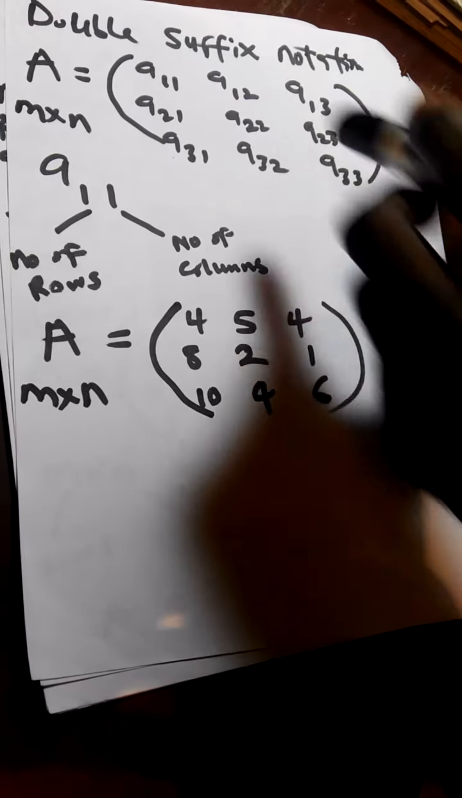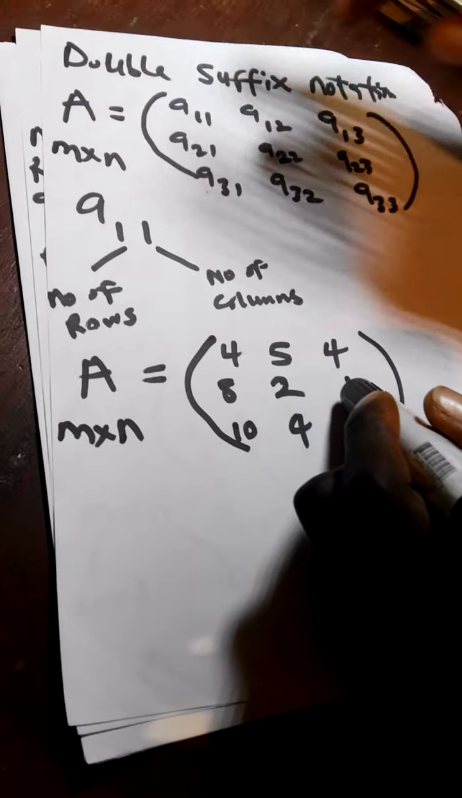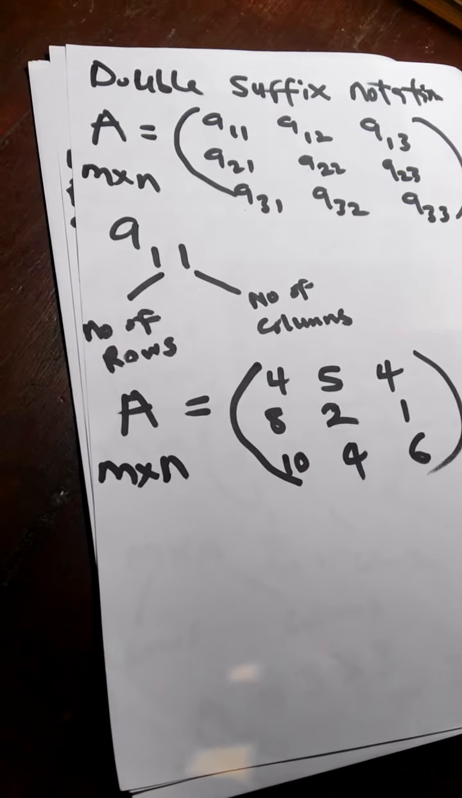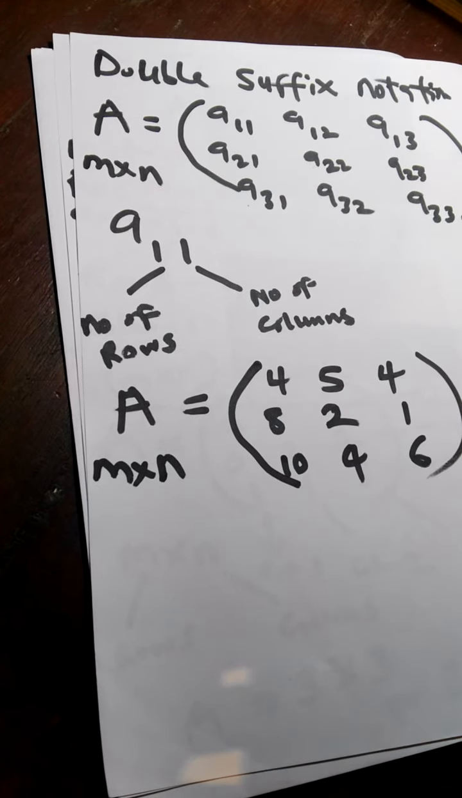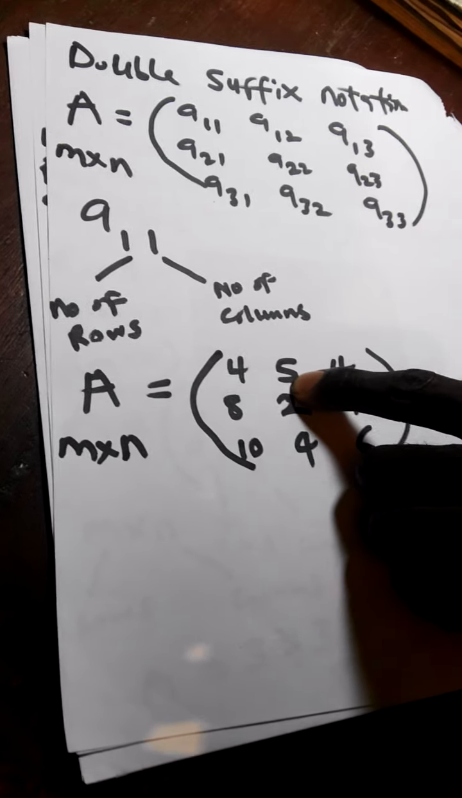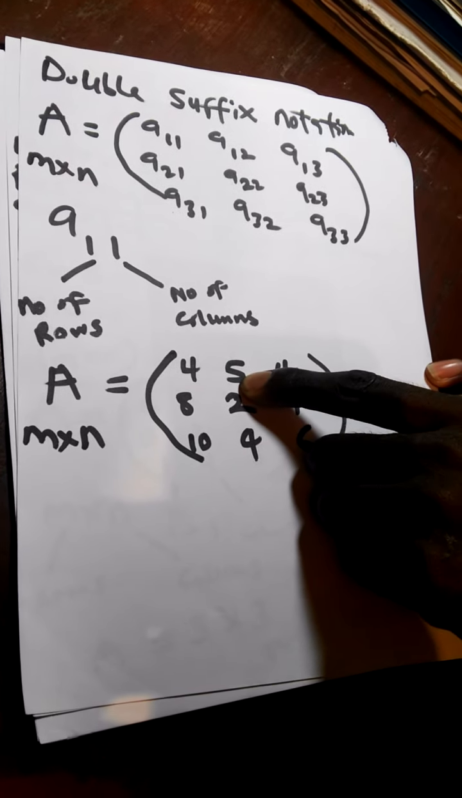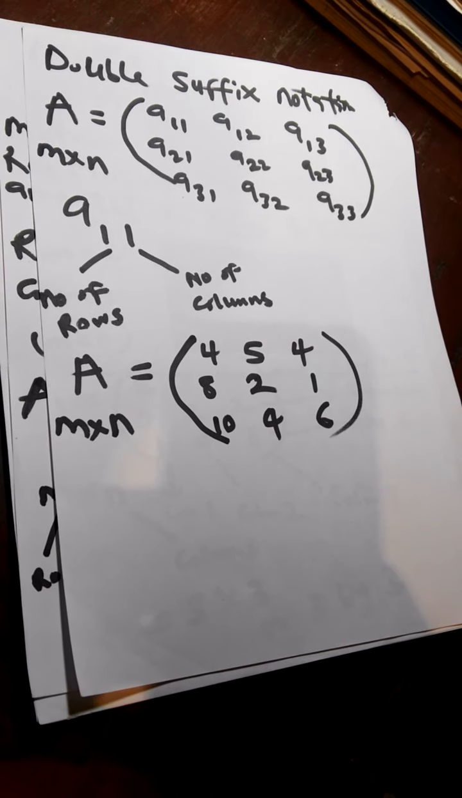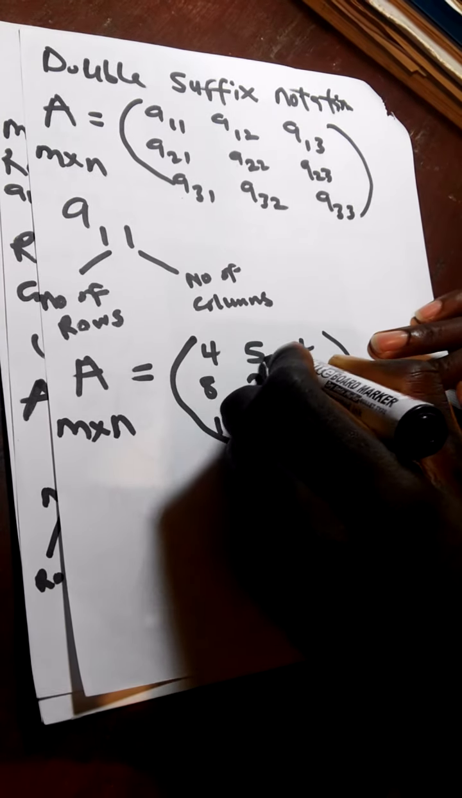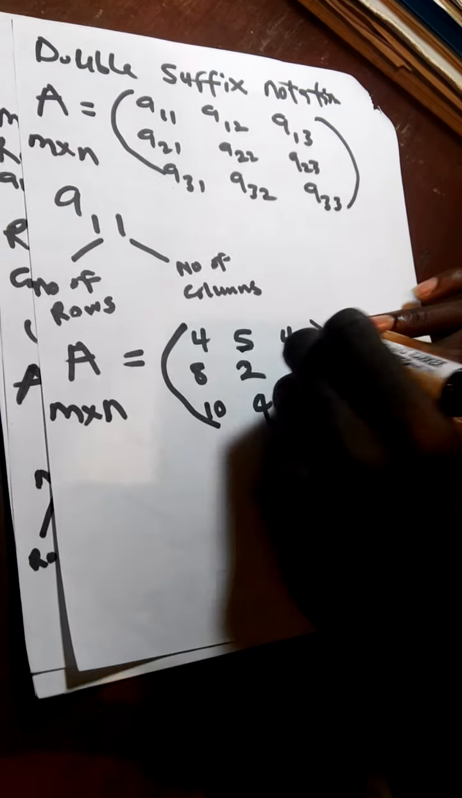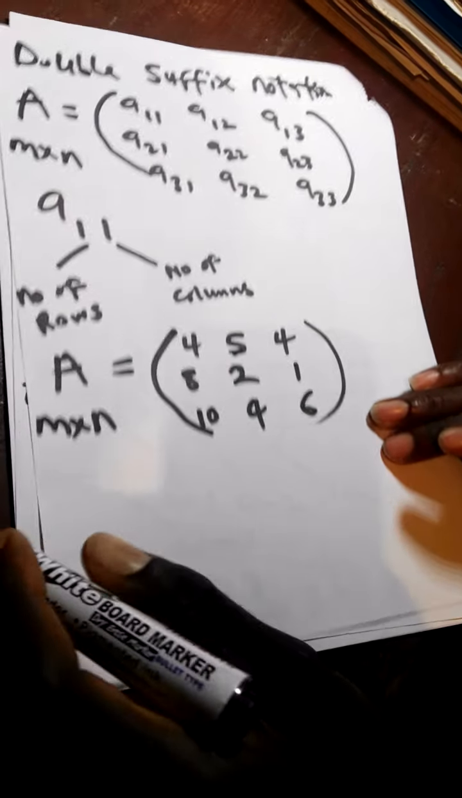Now I will show you the positioning of this A11, A12, all this. I will show you what it means. Now, if I say what is the positioning of the element 5 in the matrix A? Now, this 5 here is in the first row. So you represent it by saying A, the small letter a here.